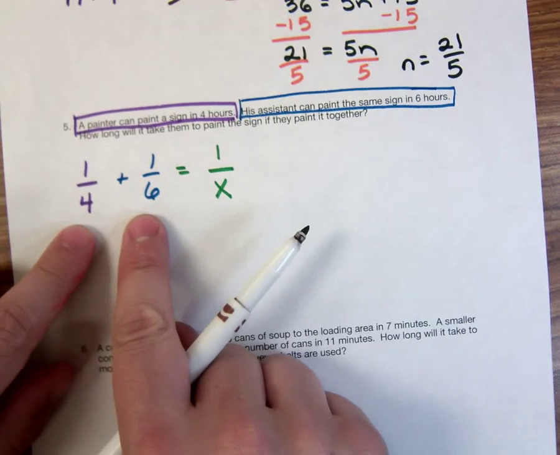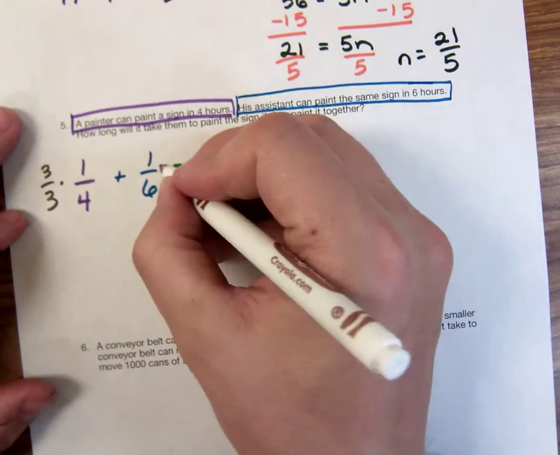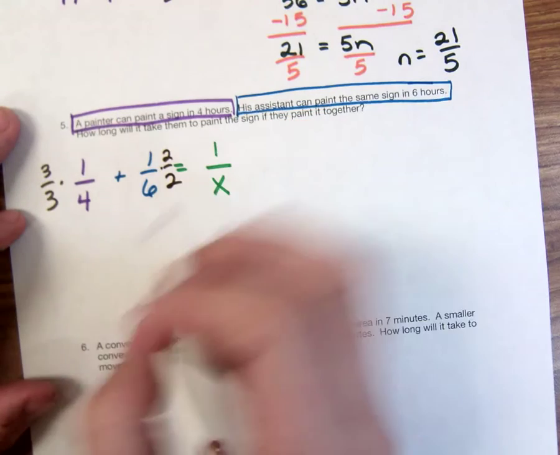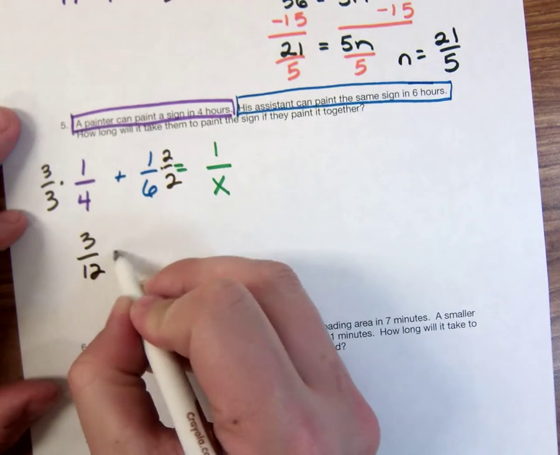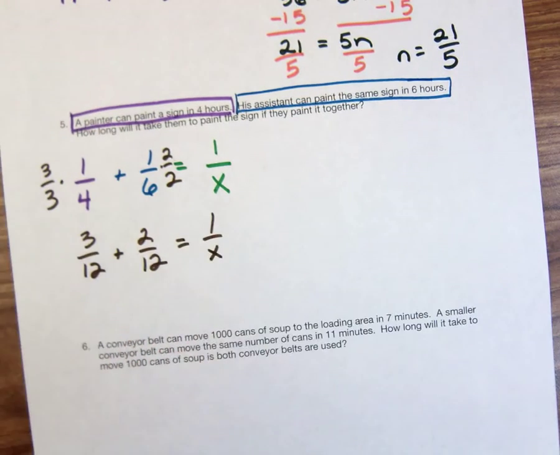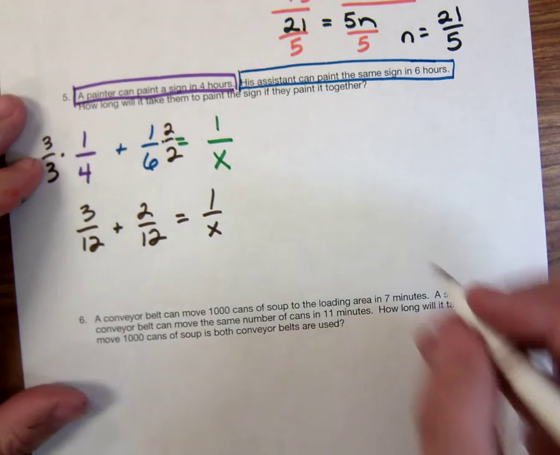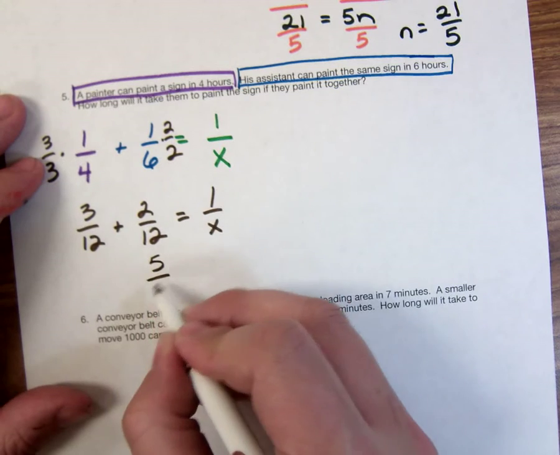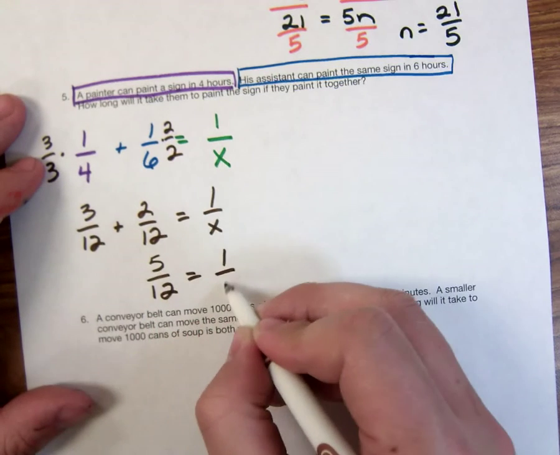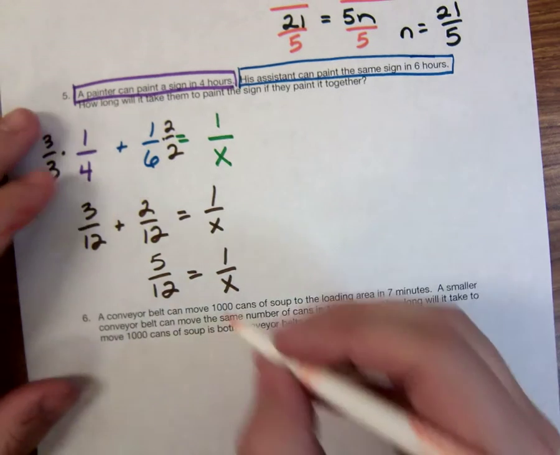The common denominator here is 12. So I can multiply this by 3 over 3, and I can multiply this by 2 over 2. So that would give me 3/12 plus 2/12 equals 1 over x. And 3/12 plus 2/12 is 5/12. So 5/12 equals 1 over x. So then is it 5x? Yeah, cross multiply.